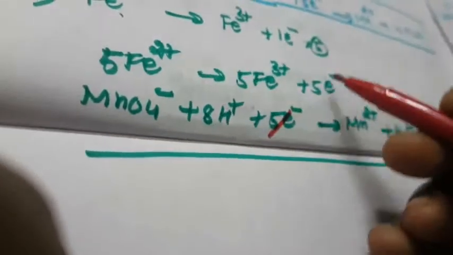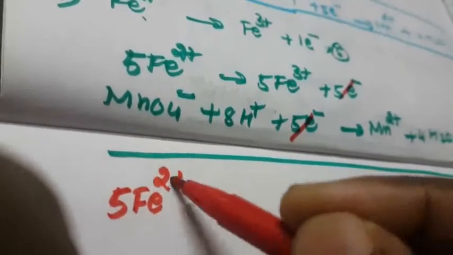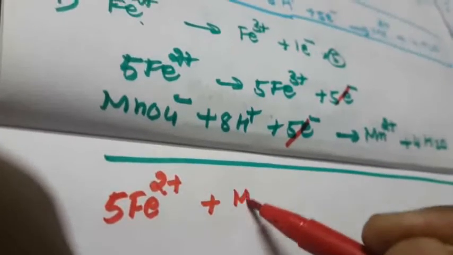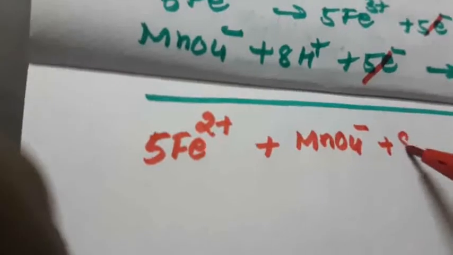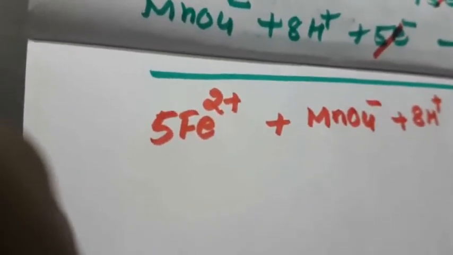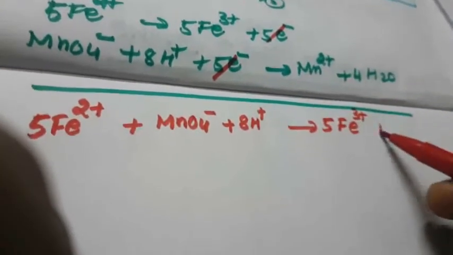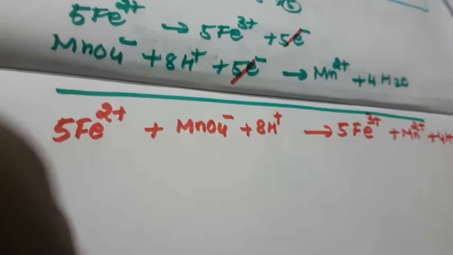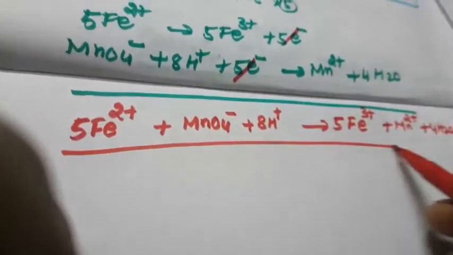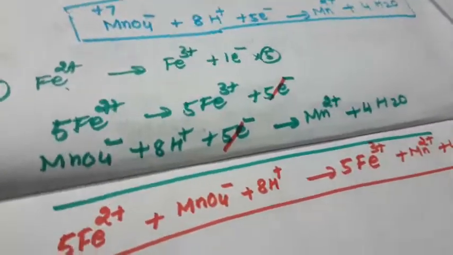So 5 electrons will be cancelled. 5 Fe2+ + MnO4- + 8H+ gives 5 Fe3+ + Mn2+ + 4H2O. Okay, so this is the first equation. This is the oxidation of Fe2+ to Fe3+.